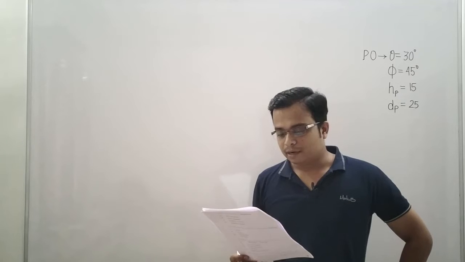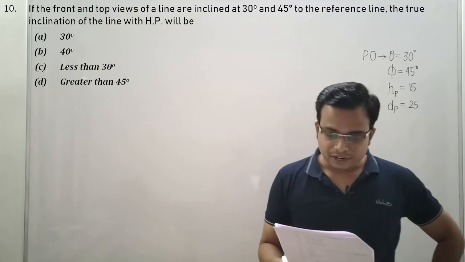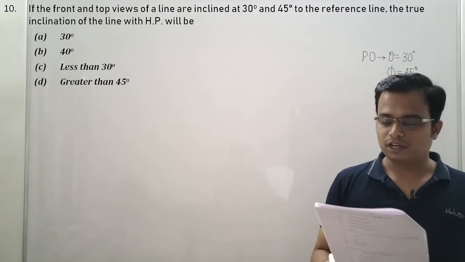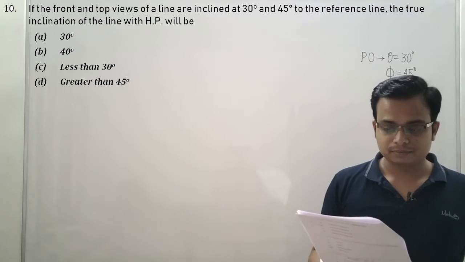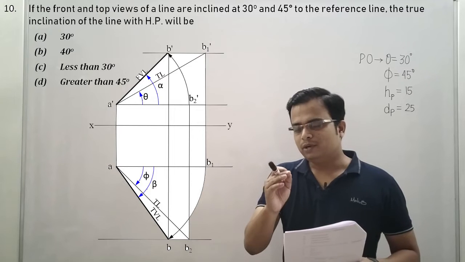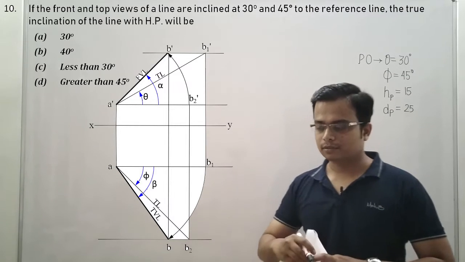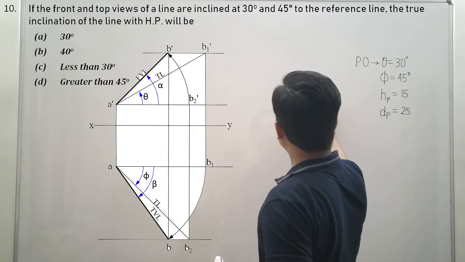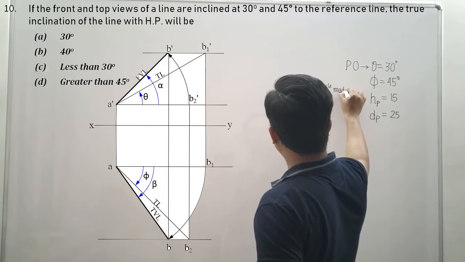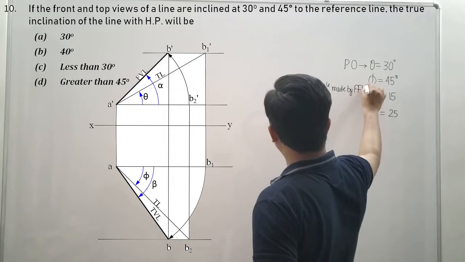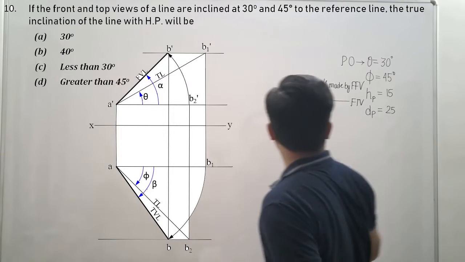Okay, now let us take a look at problem number 10, and I think you can actually work it out very easily. If the front and top views of a line are inclined at 30 degrees and 45 degrees to the reference line, the true inclination of the line will be. Now, try to read this question once again. The angle that the final front view and the final top view make with the XY line is denoted by alpha, and this is beta. This is the angle made by the final front view, and this is the angle made by the final top view.